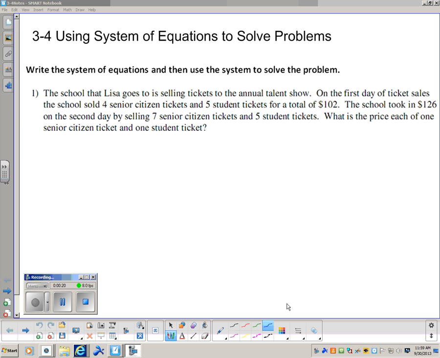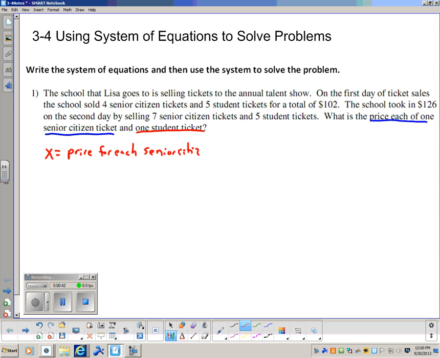It says, what is the price of each one senior citizen ticket? And they also want to know the price of one student ticket. So I'm just going to say x equals the price for each senior citizen ticket, and y equals the price for each student ticket.